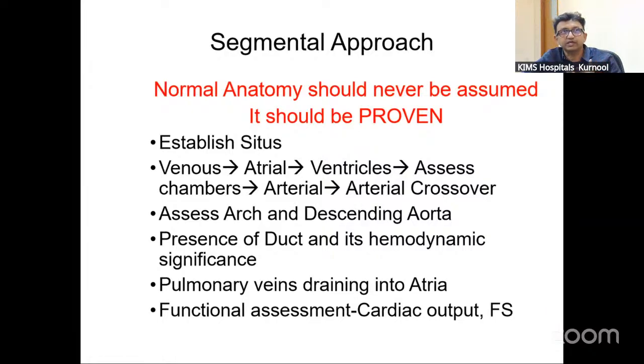Well, at least this is what I use. Everyone can have their own way of doing the echo, but this makes it easier for me to understand the anatomy and the structure. Then we can assess the arch and then the descending aorta. If it's a preterm baby and there's a duct, you assess the duct and its hemodynamic significance. And then you can assess your pulmonary veins that are draining into the atria, and functional assessment of the heart like cardiac output and functional shock.